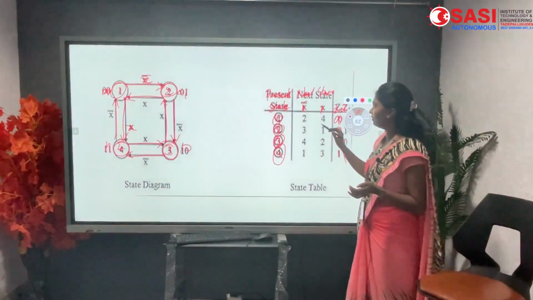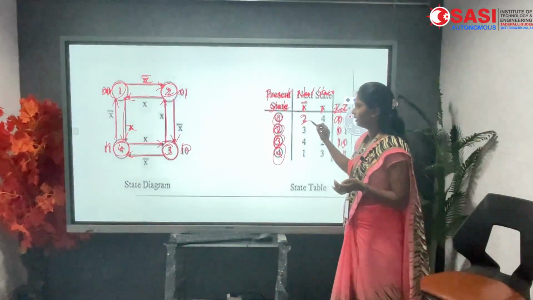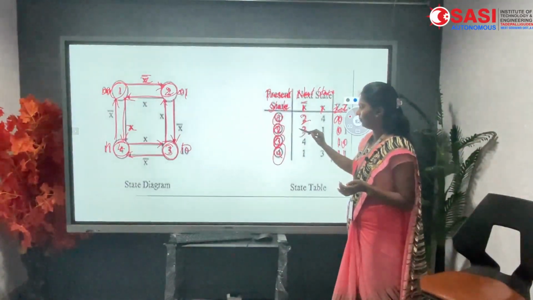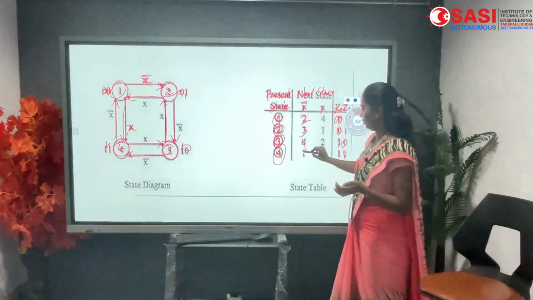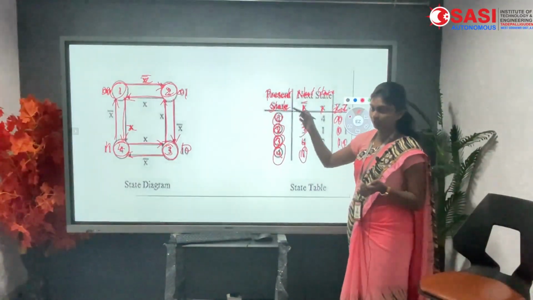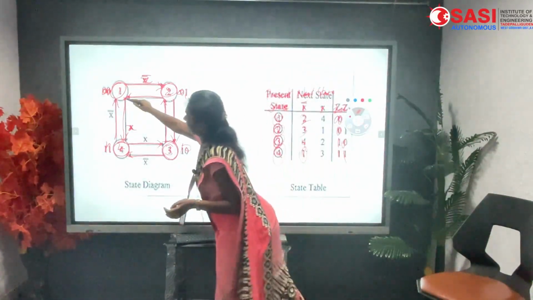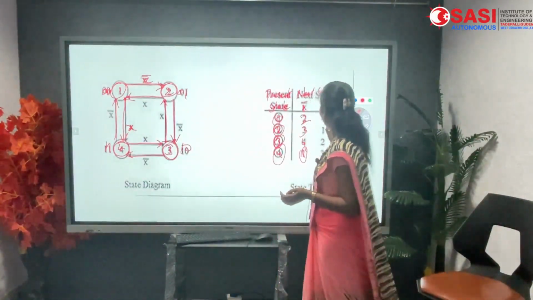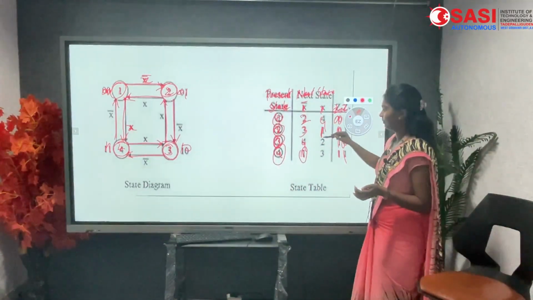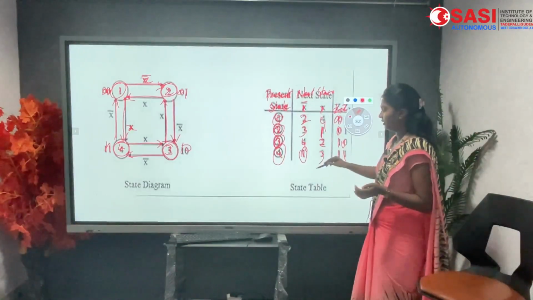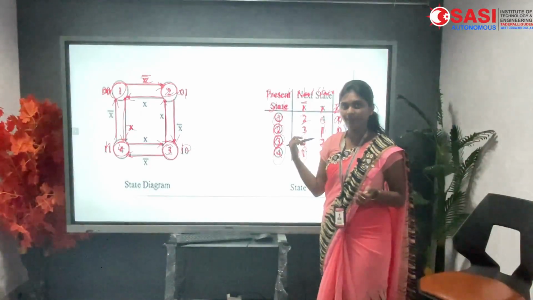Now we will follow the states. 1 is connected with 2. 2 is connected with 3. 3 is connected with 4. 4 is connected with 1. In the continuation, these values are connected with the next state. So 1 is connected with 4, 4 is connected with 3, then 2, 1. This is the state representation of the state graph and state table. Okay, fine. Thank you.